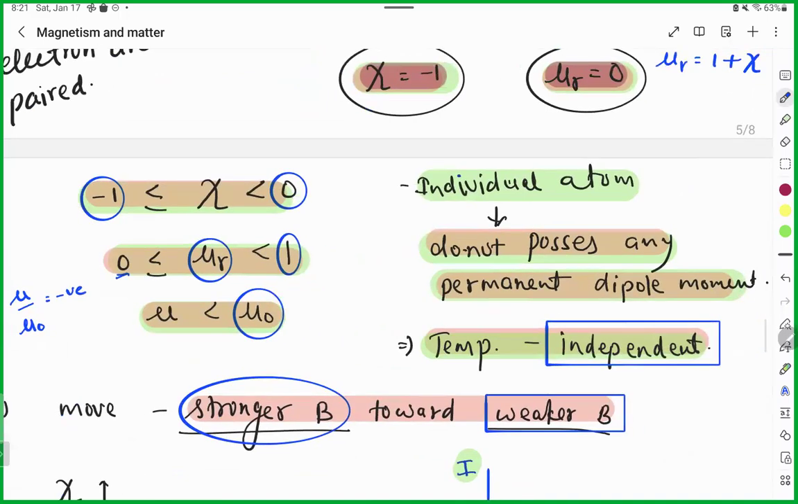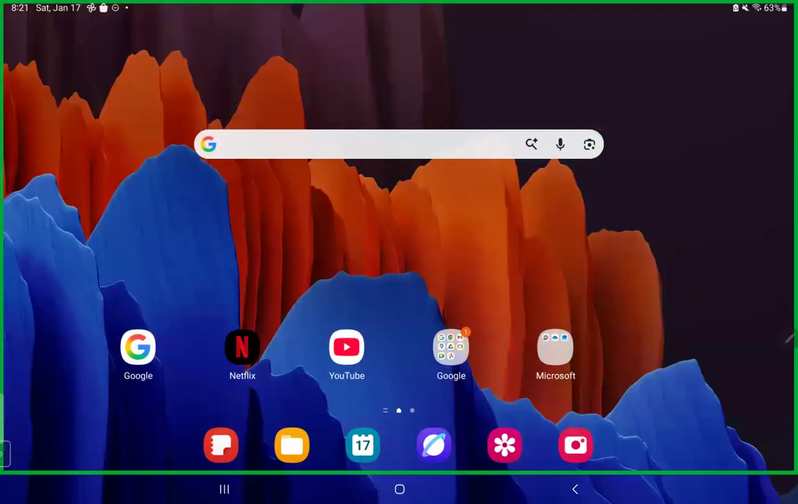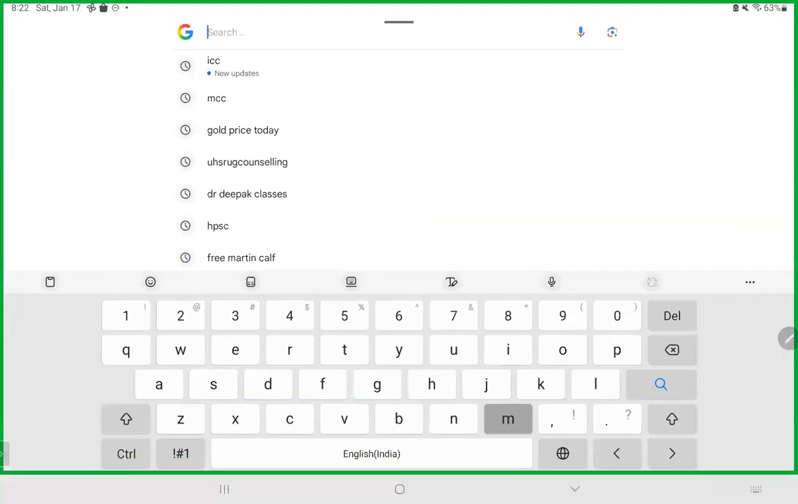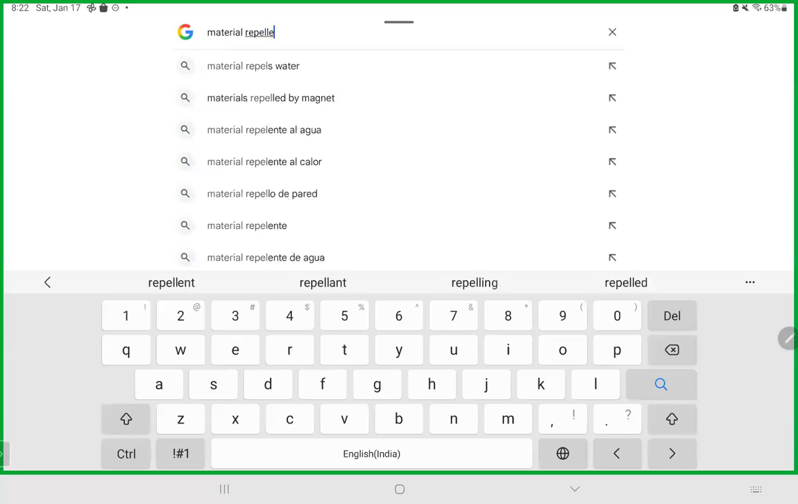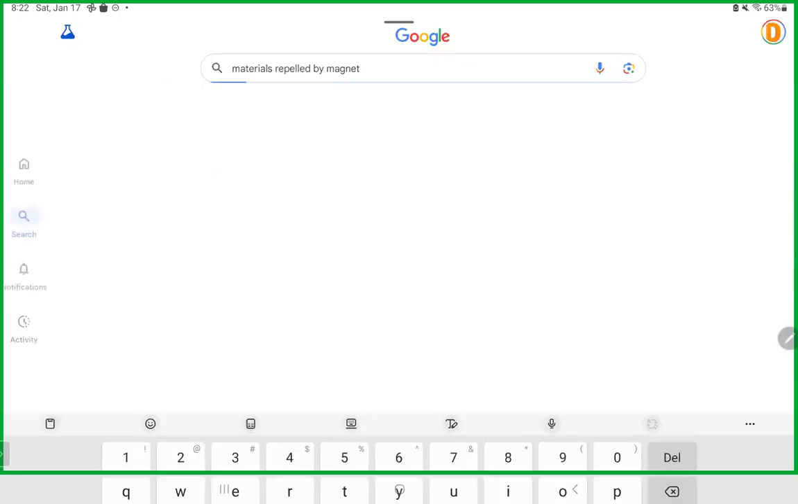Yes, Jordan. Are there any materials which are strongly repelled by magnets? What would they be called? I will show you. Materials repelled by magnet.